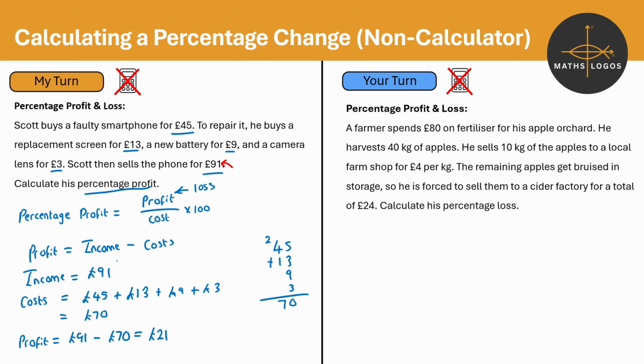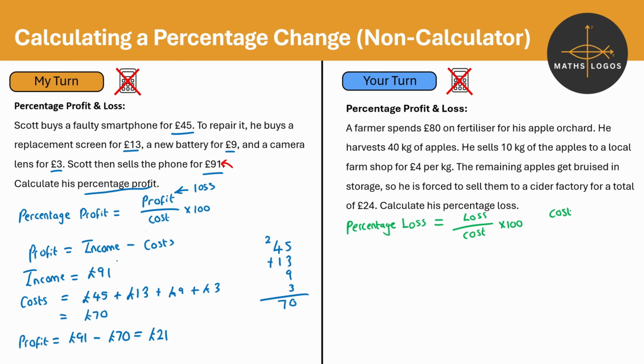A farmer spends £80 on fertilizer for his apple orchard. He harvests 40 kilograms of apples. He then sells 10 kilograms of the apples to a local farm shop for £4 per kilogram. The remaining apples get bruised in storage, so he is forced to sell them to a cider factory for a total of £24. Calculate his percentage loss. So percentage loss is equal to the loss relative to the cost multiplied by 100. And we need to work out what the cost was.